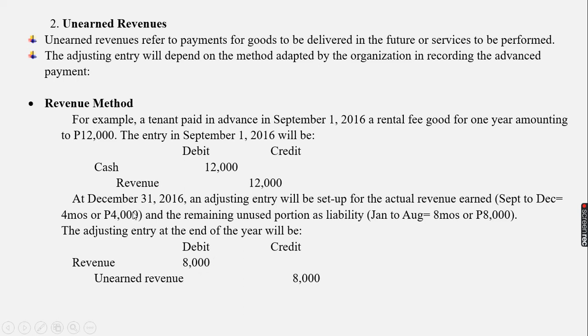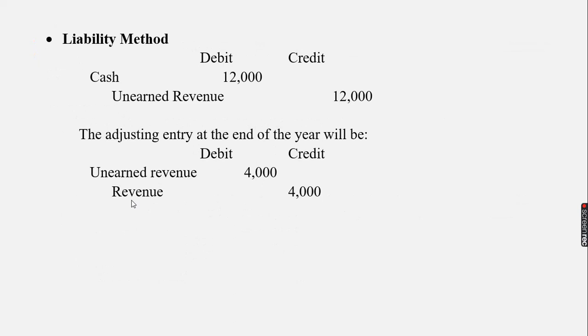Kasi 4,000 naman yung na-earn nyo from September to December. Tama? Okay, that is 4,000. So parang 1 month, ang payment nyo sa isang buwan is 1,000, okay? Now, kapag liability method naman yung ginamit mo, ayan, baliktarin mo lang.